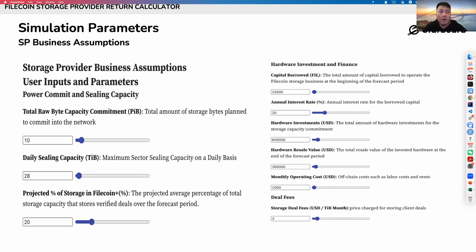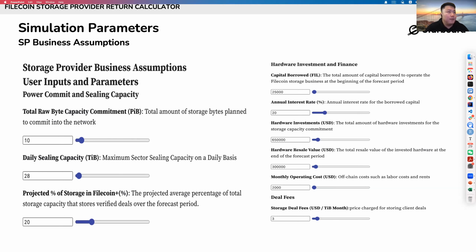So there's the capital borrowed. What is the annual interest rate? What is your hardware investment? After you're done, what is the total resale value? Those are some sort of fixed costs, right? What about the variable operating costs? We also have the off-chain costs such as labor and rent.